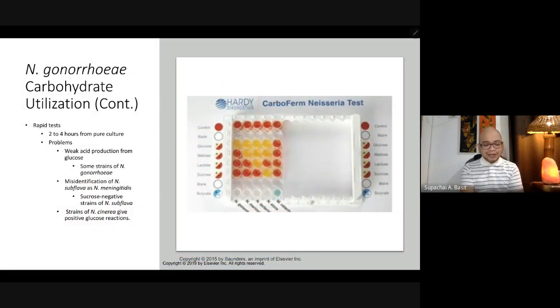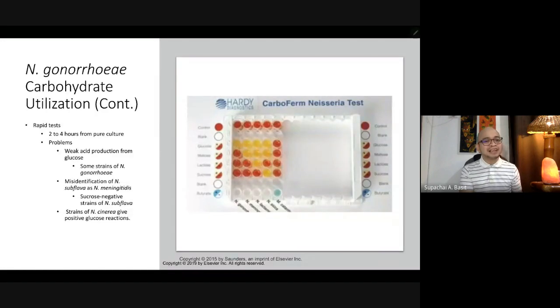And there's also a rapid test, which wouldn't require you to get a tube, and it would be much easier. For example, Hardy Diagnostics have the CarboFirm Neisseria test. So it's much easier, 2 to 4 hours from pure culture. But the problem is that sometimes there's a weak acid production from glucose for some strains of Neisseria gonorrhoeae, which can result in a false negative result.